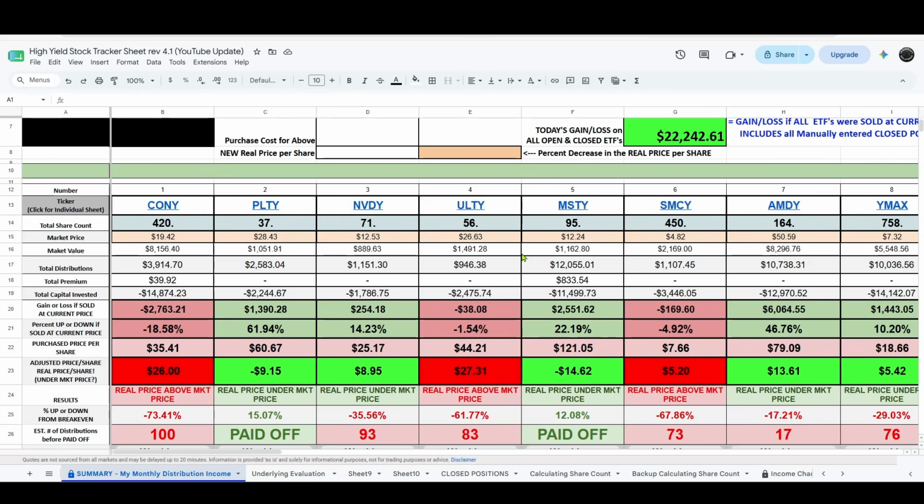Because as you know, in the market, we have up days and we have down days. So you've got to take the good with the bad, be patient with your positions, and be sure to keep monitoring them. And that's what this spreadsheet helps you to do. It helps you to know exactly where you are in each of your high yield ETF positions.